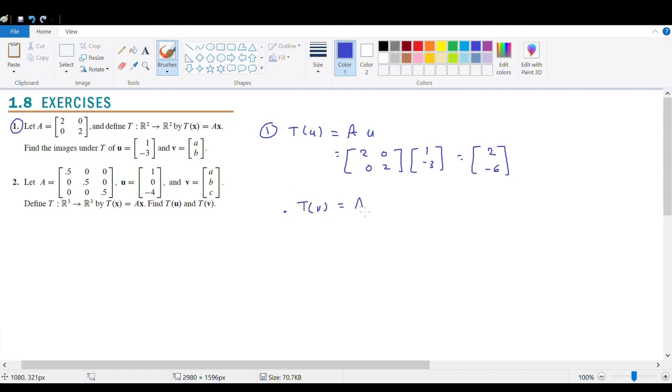Now to find T(v), this is just Av. So A is 2, 0, and here we have 0, 2. We multiply by v, which is a, b. This will give us 2 multiplied by a plus 0, so this is 2a. 0 multiplied by a plus 2 multiplied by b, this one is 2b. So this type of transformation is called a shear transformation.